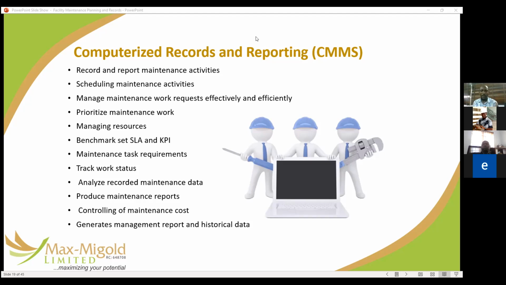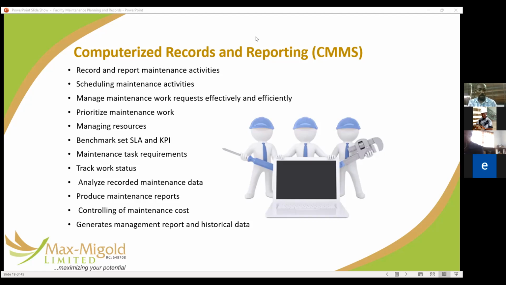But your computerized maintenance system helps you to monitor your work orders. So you know which work orders are still open, and you know the ones that have already been closed. For the ones that are still open, you'll be able to determine why they are still open, why they have not been done. Then you'll be able to prioritize your maintenance work. You know which one is critical, which one is urgent, which one you can put on hold. Then you can manage your resources.